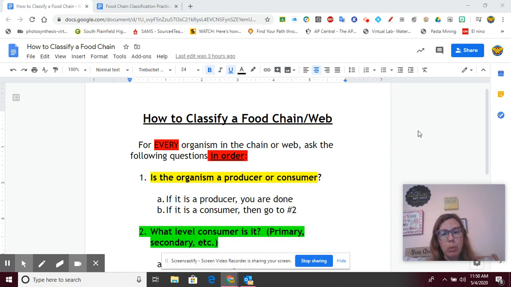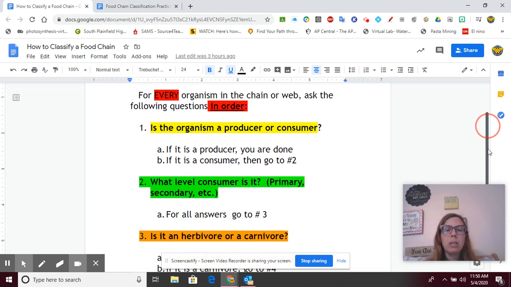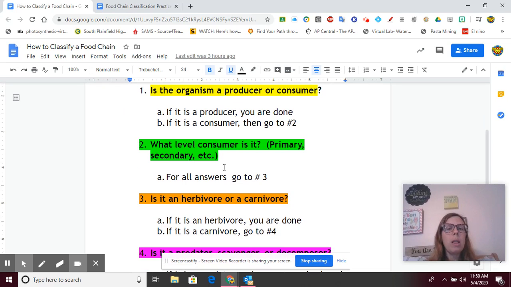Now I'm going to take you through these questions and how they work, and then we're going to do an example together. So the first question is, is the organism a producer or a consumer? If it is a producer, you write producer and you are done. If it is a consumer, then you go on to question number 2. Question number 2 says, what level consumer is it? The primary, the secondary, etc.